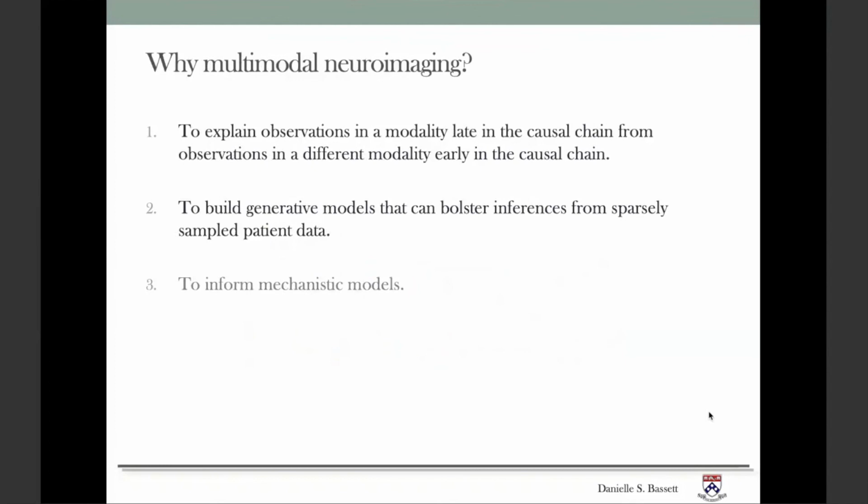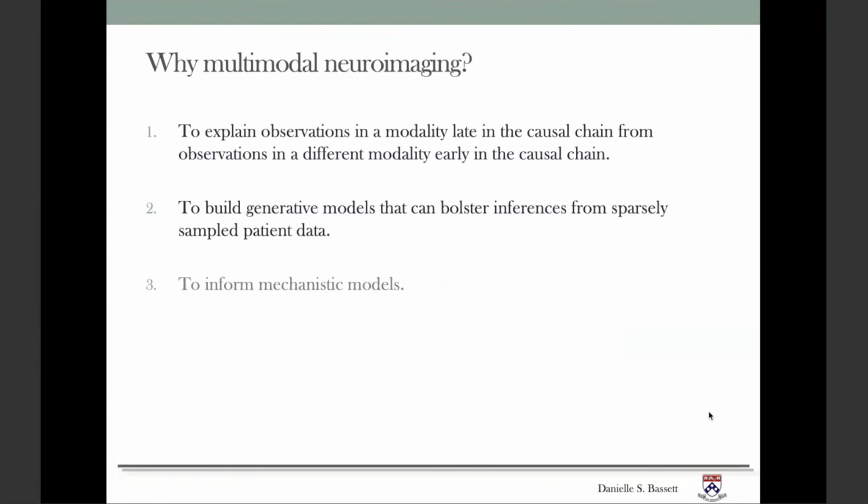Okay, so that brings me to the second part of the talk. In the first bit, what I wanted to go through was understanding whether we can use multimodal neuroimaging to explain observations in a modality late in the causal chain from one early in the causal chain. And I think it's an interesting question what is late and what is early. One could suggest that structural connectivity is earlier in a causal chain than functional connectivity, in the sense that functional connectivity occurs on top of structure and is constrained by structure. But I think there is more to do to better understand what that ordering of modalities should be.